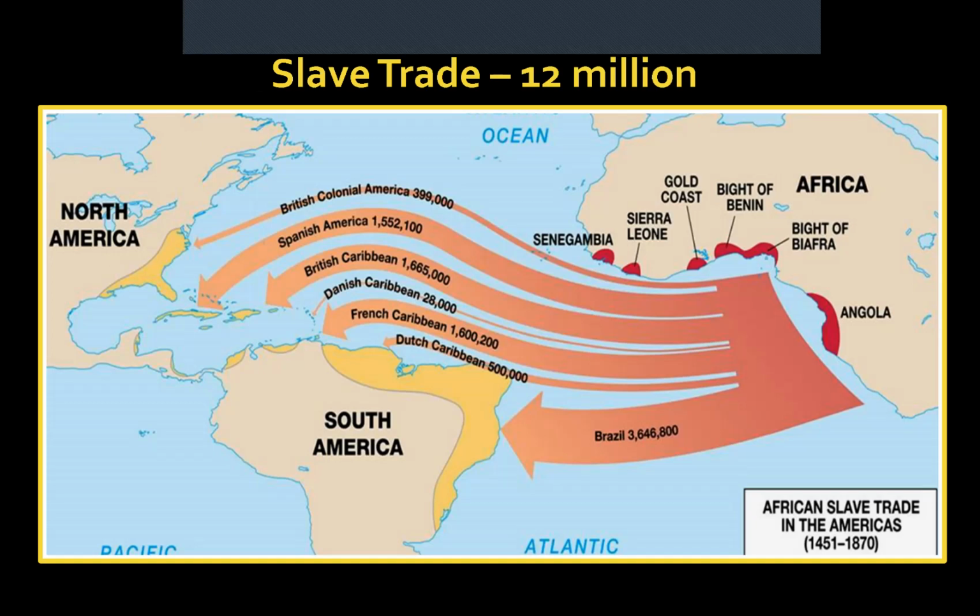And that had a decimating effect on the populations in Africa, the amount of people that came. It's estimated that 30 million people were enslaved. About half made it to the coast, and then about half made it across, which means about 12 million people made the journey across in horrible conditions.